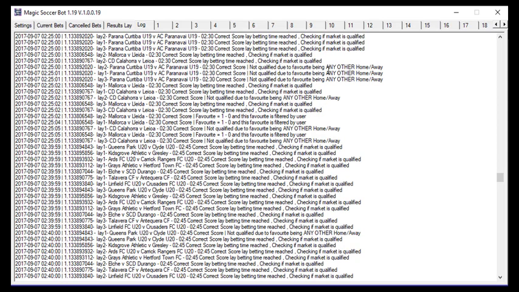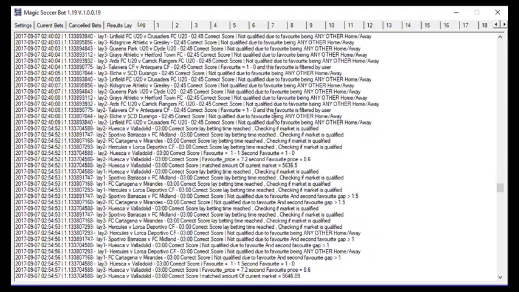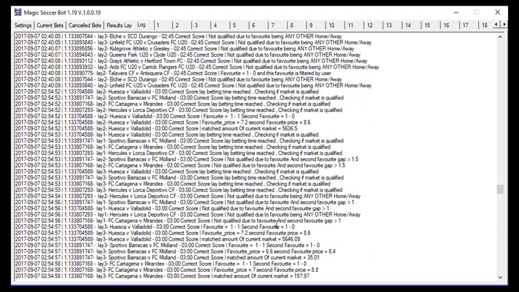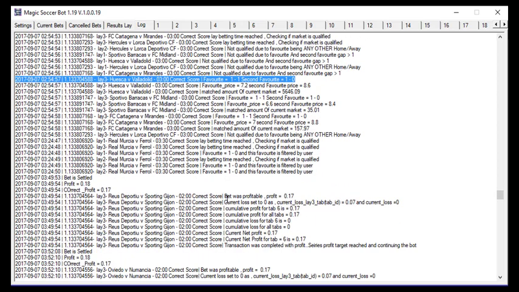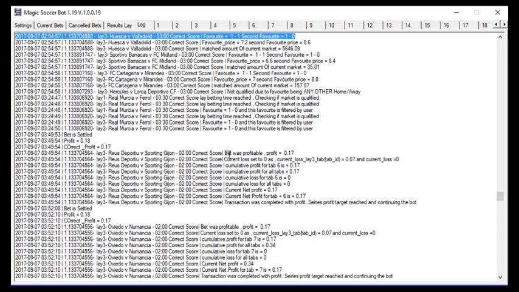Not bet due to the favourite being any other home team to win. So that's why that game wasn't bet. Or you'll find that the gap not qualified due to the favourite and second favourite gap being greater than 1. So this is for a late 1 here. So you can go through and then you can see the bets here.